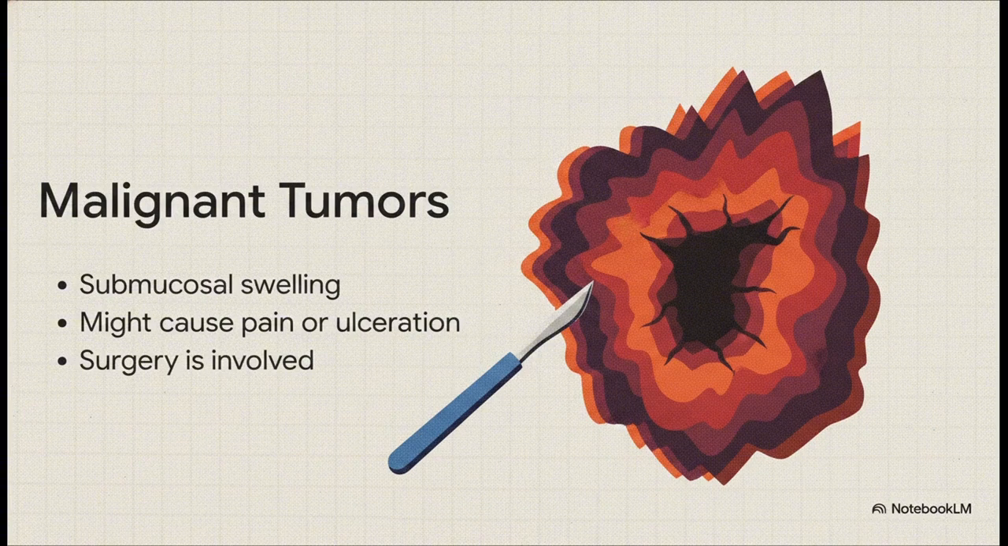Here, the clinical presentation really shifts. You might see submucosal swelling, but the massive, glaring red flags are pain or ulceration. Benign tumors rarely cause ulceration. Malignancies absolutely do. And for treatment, while specific adjunct therapies are going to depend heavily on the tumor's grade, surgery is a non-negotiable step involved in absolutely all cases.